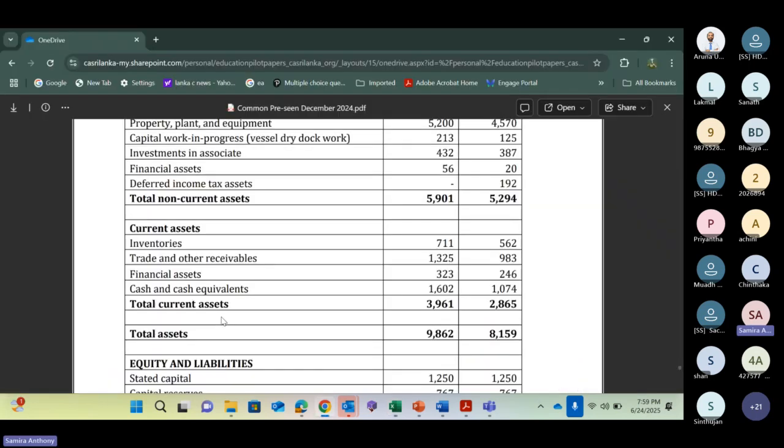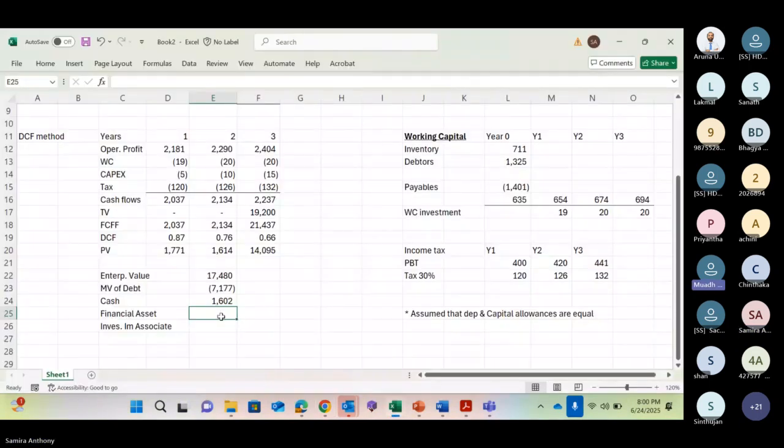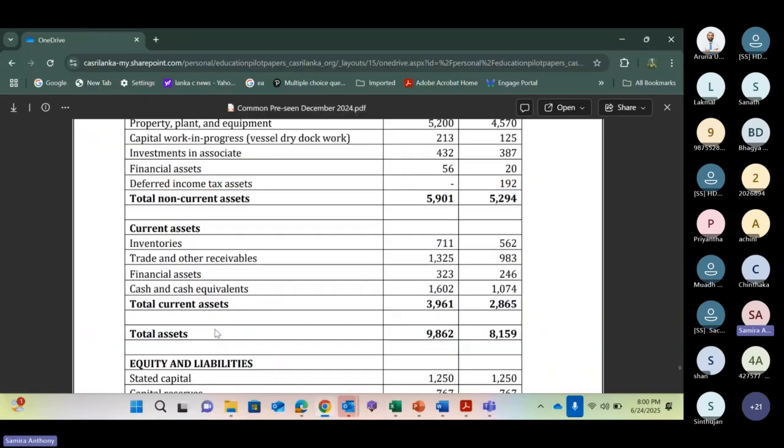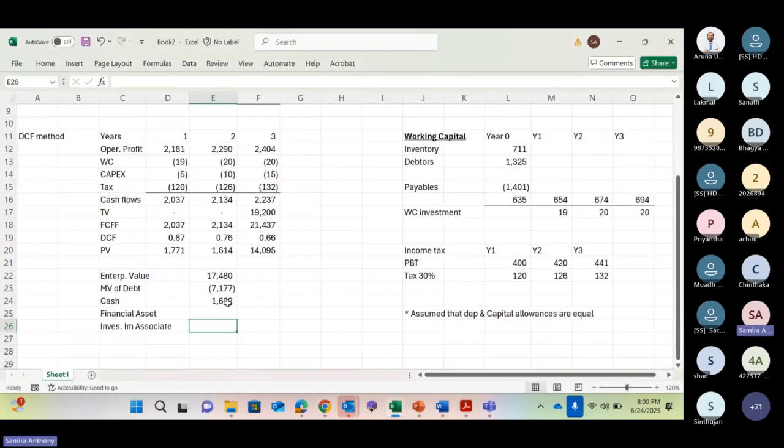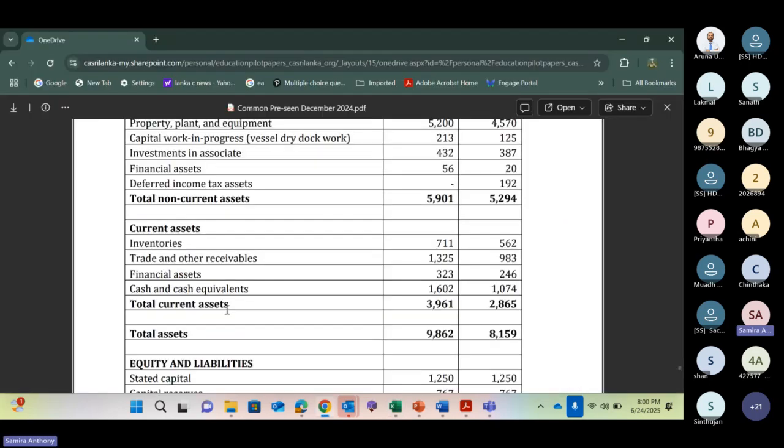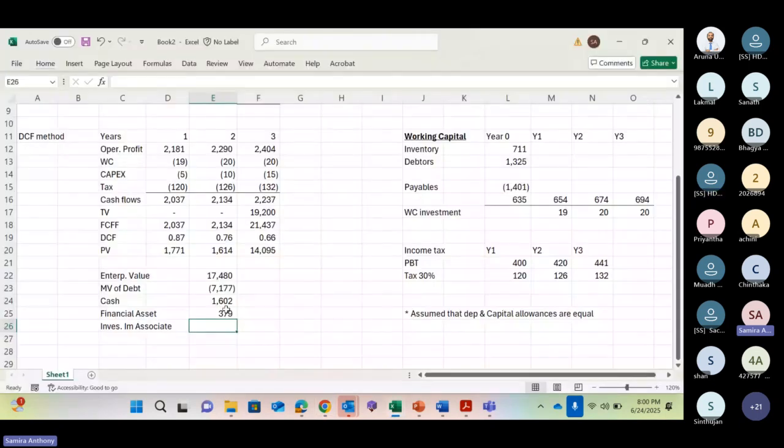Then your financial asset 56, associate. Sir, financial asset, we consider the finance income, no? We have not considered finance income. We consider other income. In cash flow, we have not considered finance income. Okay, sir. Financial asset, we have 56 plus 323, right? I think I'm correct. 323, yeah. Then associate 432. Yes.